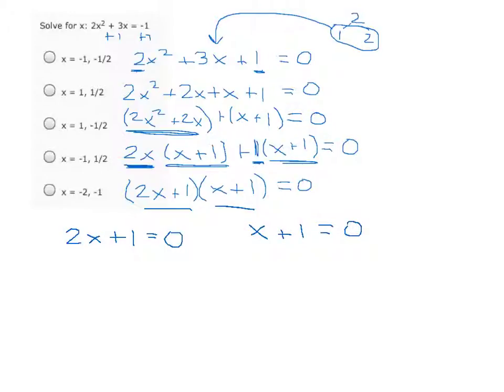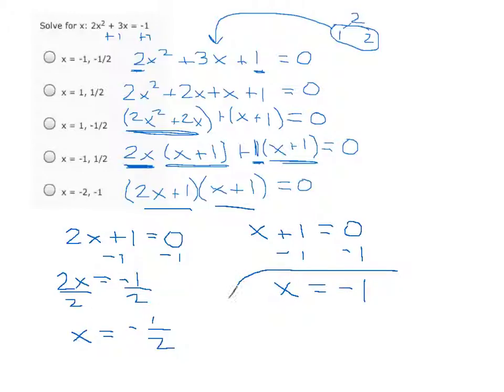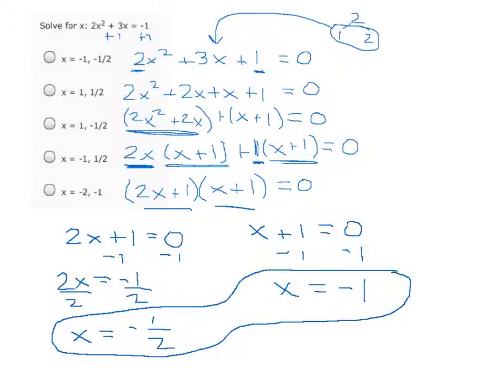So for our first one, 2x plus 1 equals 0. So we subtract 1 from each side. So we have 2x equals a negative 1. And if we divide by 2 on each side, we have x equals a negative 1/2. And then on the second equation, we have x plus 1. So we want to subtract 1 from each side, and we have x equals a negative 1. So our final answer is x equals a negative 1/2 and x equals negative 1, which is A.